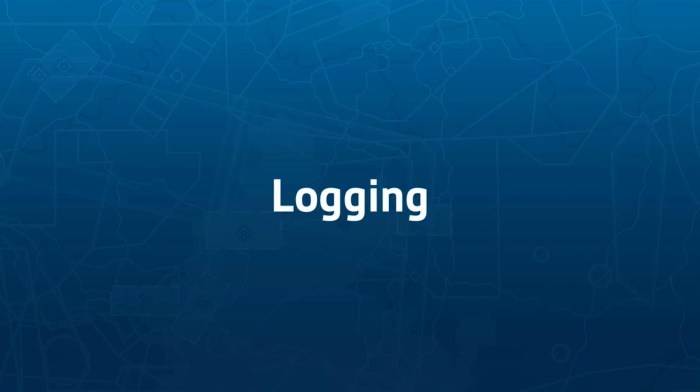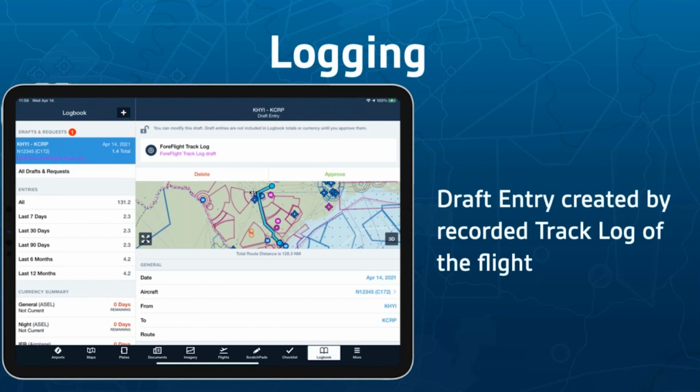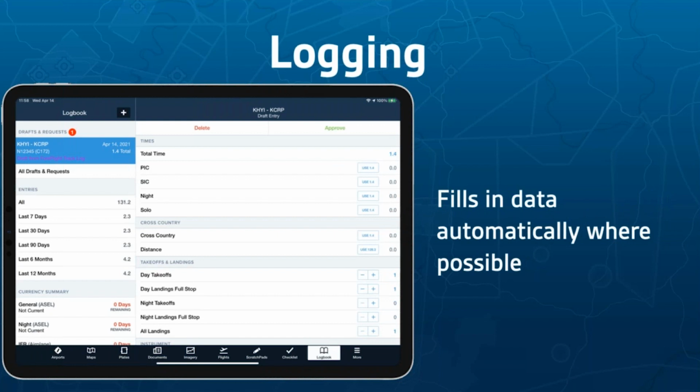We started with logbook, making sure that we had what our currency was like and what we needed to do to get recurrent. And we've gone and we've done all those flights. We're going to make sure that we log that correctly so that our currencies reflect it. So I mentioned that draft entry created by recording the track log, and that's going to have most of the information we need to log this flight all ready to go in it. So I can scroll down and see things like my departure and destination. I can see my total time automatically filled in, number of landings that I had on a particular flight.